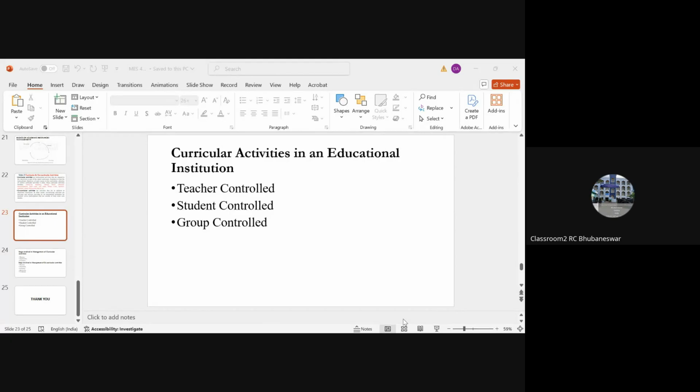But when we take the focus on group activity, so automatically they will share in between themselves what they know, and group work will give benefit to each and every student. So these are the variety of curricular activities in an educational institution. Next slide.